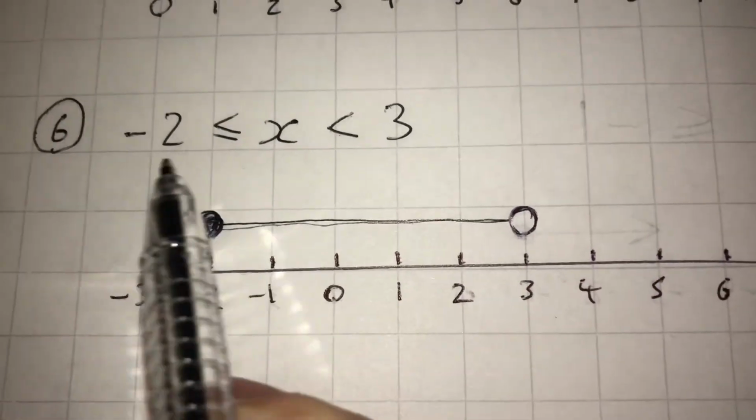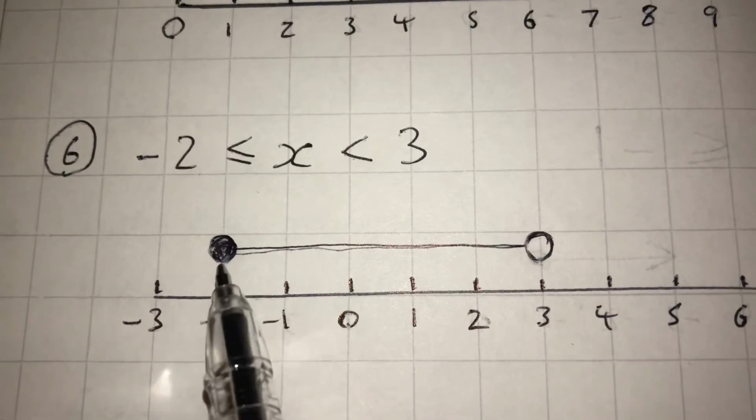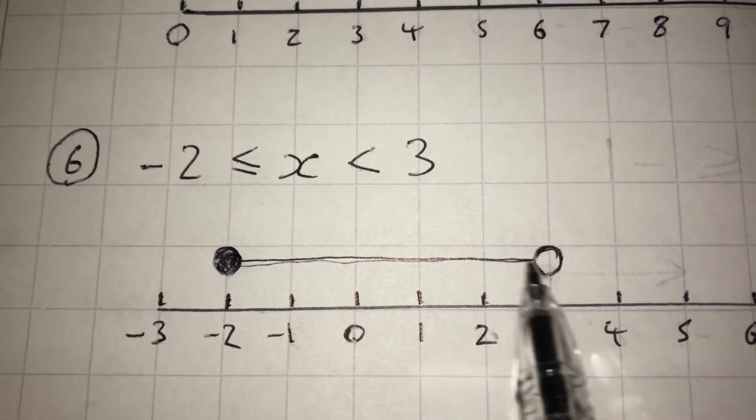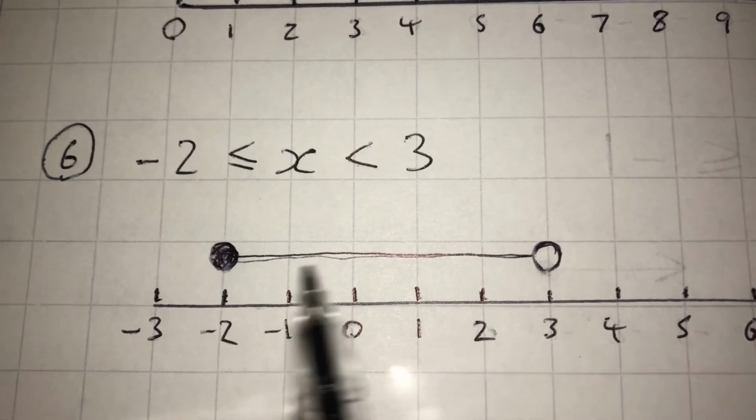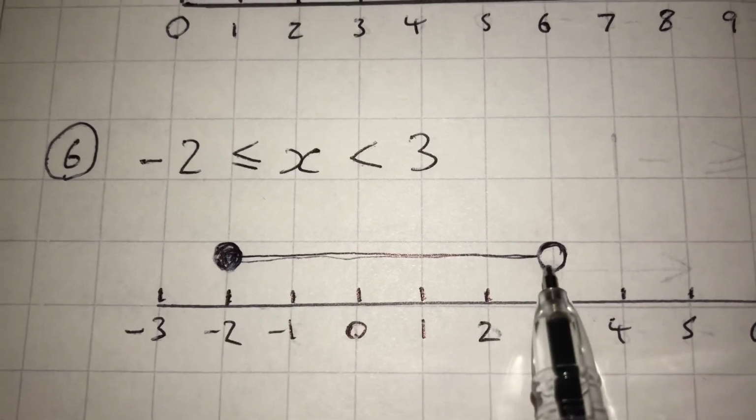So this type of inequality, if you ever see it, shows a range of values for which x is between. So x is between minus 2 and 3. It can be equal to minus 2, however, it cannot be equal to 3.